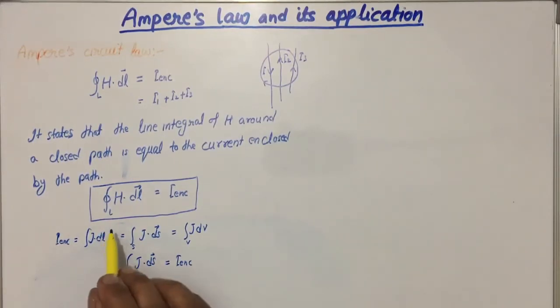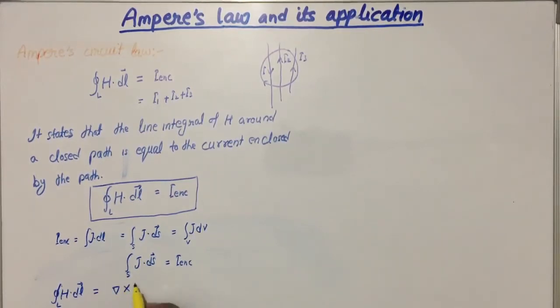If this line integral can be transformed into a surface integral, then we can have one important relationship. To transform into a surface integral, we have one theorem known as Stokes theorem. With the help of Stokes theorem, this line integral can be transformed into a surface integral. On that basis, we can write H dot dl equal to del cross H dot dS.